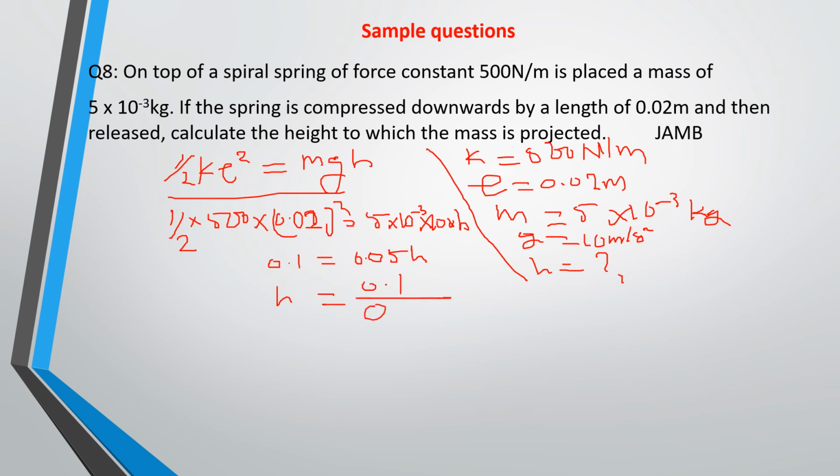Please work that out with your calculator. At this level I expect that you should be able to operate your calculator well. So by the time you punch all this out, you are going to have 2 meters as your height. That gives you the height to which the object is projected. I hope this one is also simple, if you can follow through.